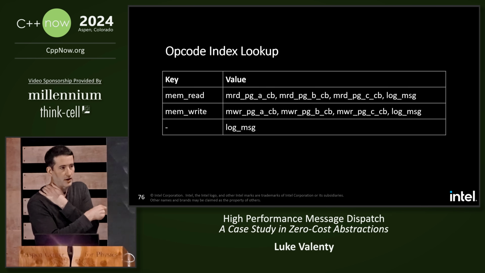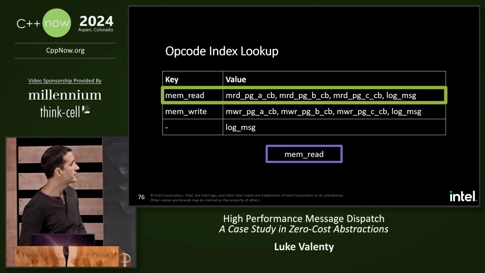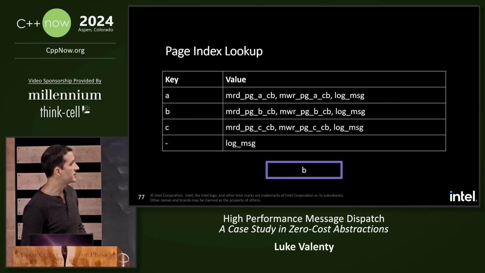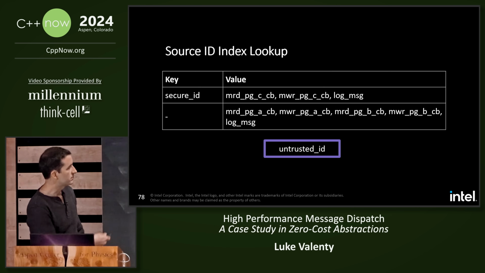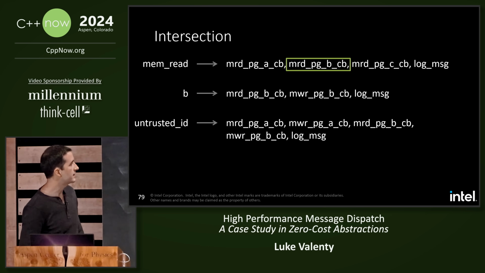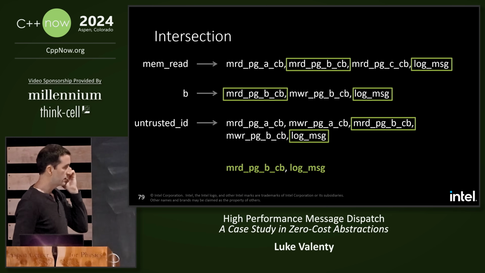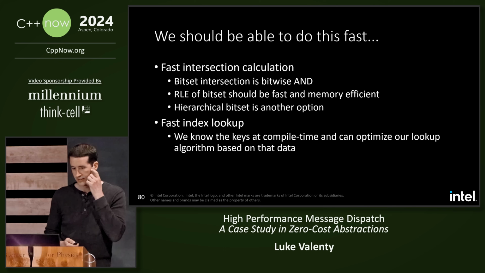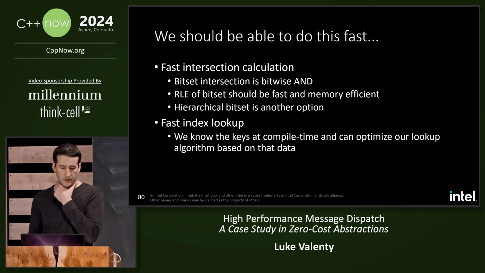The data structures we need are these indexes, right? So this is kind of coming at it from a different angle. We have our memory read, so we're going to get all of the callbacks that match that. Page index, page B, so we're going to get the callbacks there. Source ID index lookup, it's the default value, so it's all of these, right? Untrusted. So we take these and then we calculate what's the intersection? What are the common ones in all of these? Okay, cool. And then we're just going to execute those. So we should be able to do this very fast, and it should scale pretty well.